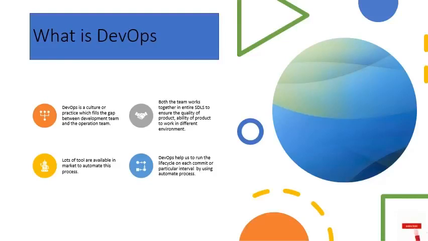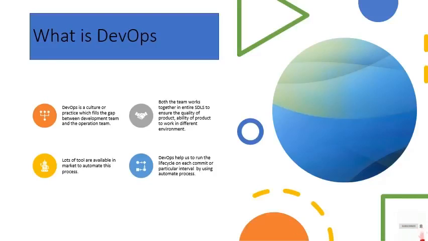Let me tell you a very general statement from the development team. When a particular developer develops something and gives it for testing, and it is not working in the environment, then there is a general excuse, or we can say a general statement from the development team: this is working fine on my system, I don't know what is happening on the other environment.